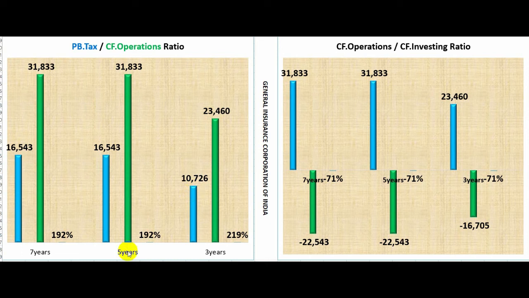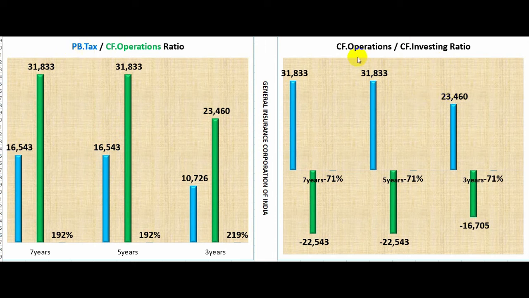In the last 5 years, we see that the company's PBT, or profit before tax, was 16,543 crores, against which it received 192% more in terms of cash. So the cash coming in was around 31,833 crores. So we should always want the company's cash coming in through operations to be more than the PBT, or profit before tax. We'll also need to cross-check this with its peer group companies, how the other companies are translating their PBT into cash.